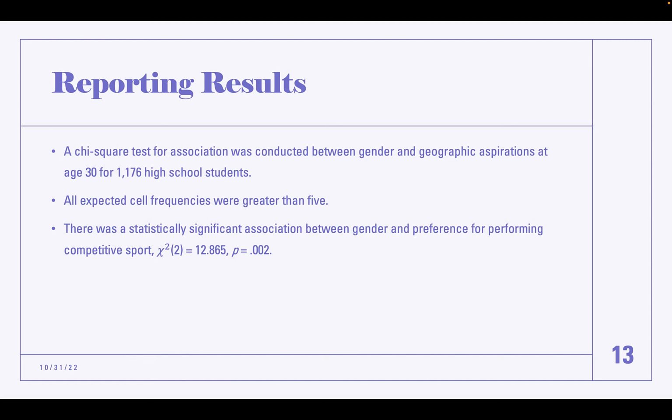And for our effect size, we could go on to say there was a small to moderate association between gender and geographic aspirations at age 30, and there we would report Cramer's V as a capital V equal to 0.105.